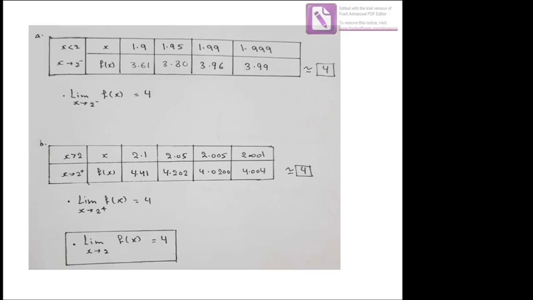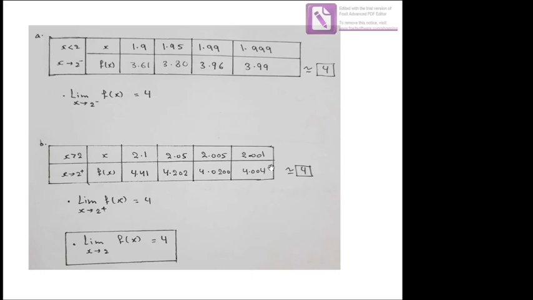Now we will try to find the limit when x approaches 2 from the right. So that means we need to take x greater than 2. That means x approaches 2 from the right. So we need to take numbers which are greater than 2 but nearly 2. So we'll take 2.1, 2.05, 2.005 and 2.001.